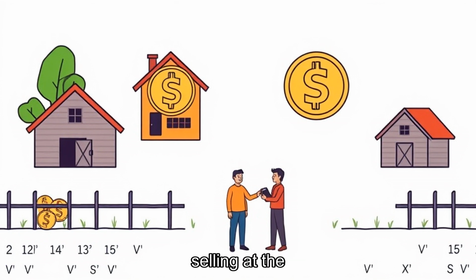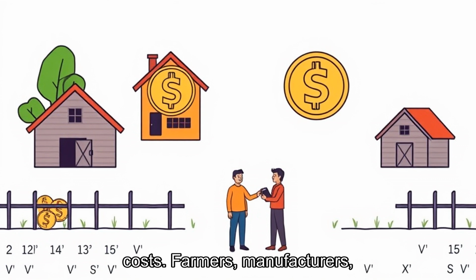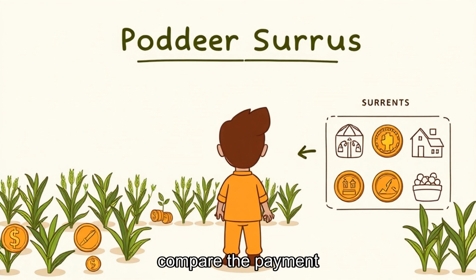Farmers, manufacturers, and freelancers all compare the payment offered with the cost of supplying the work. A bumper crop harvest may flood the market and push prices below what many farmers expected. Producer surplus can disappear when prices fall suddenly. The same product can become much less rewarding in a different supply situation. A seller with lower costs keeps more surplus at the same market price than a seller struggling with high costs.